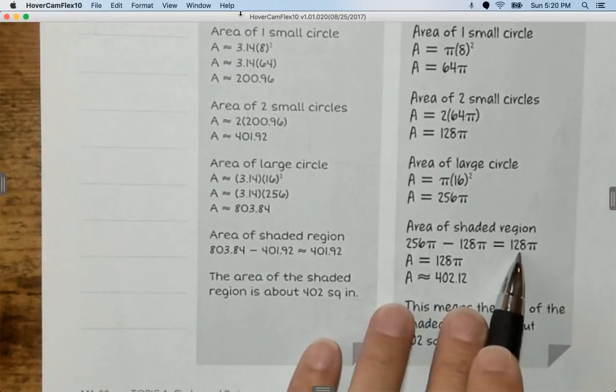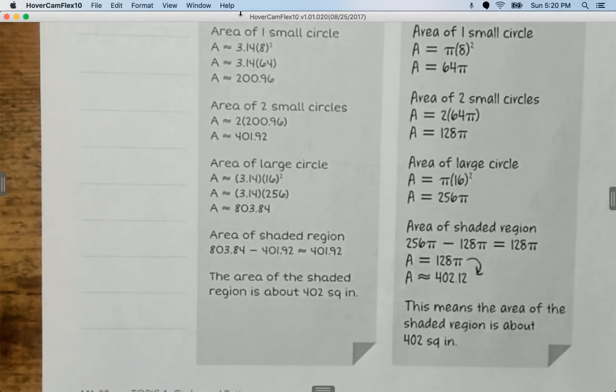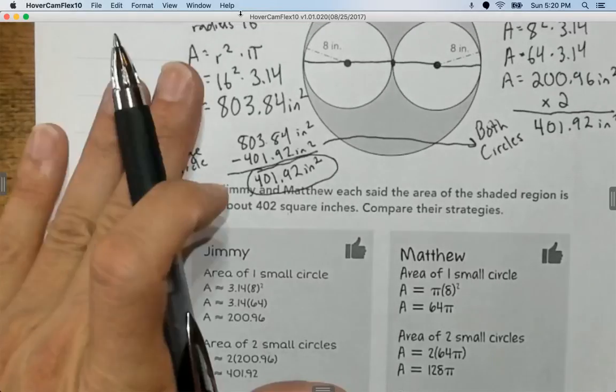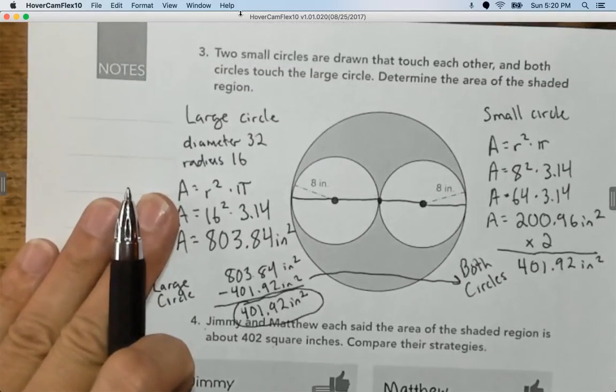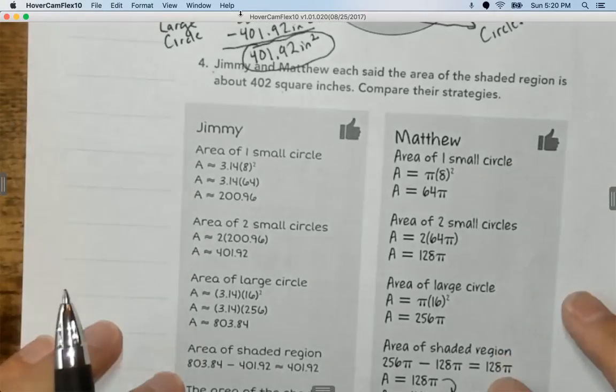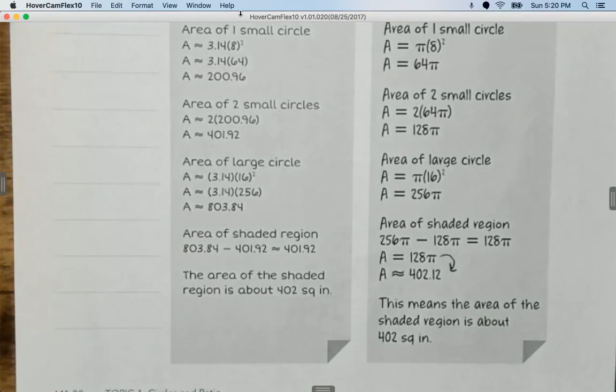And then it looks like from here to here, he actually approximated pi to be 3.14 and multiplied this out. This means that the area of the shaded region is about 402 square inches. So they got the same answer, and the same answer is correct. It looks like I did Jimmy's method. They went about it the same way. They found the same areas in the same order, and Matthew did not use the approximation for pi until the very end. All right, so that should probably help us with what is on the next page.